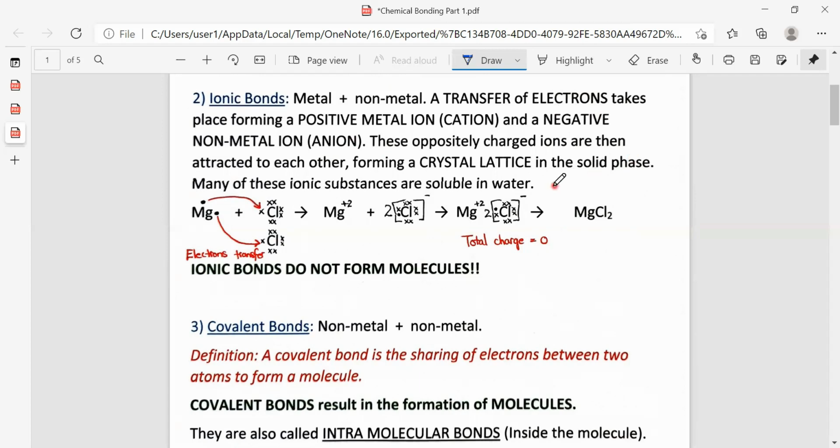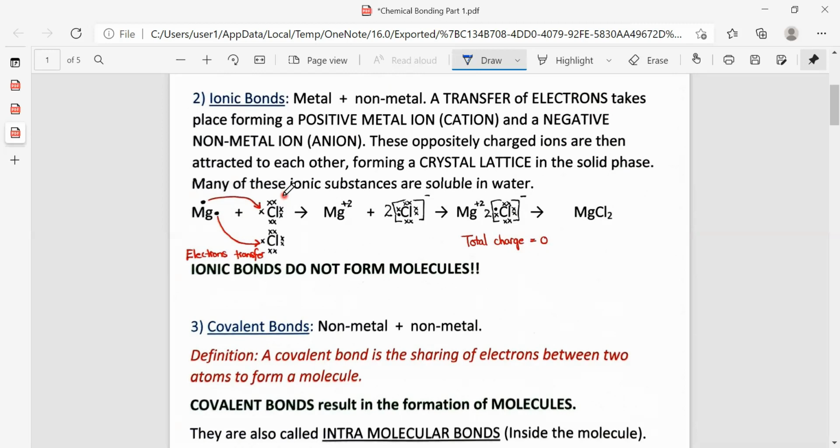So I'm going to look at the formation of magnesium chloride. Magnesium is a metal, chlorine is a non-metal. Magnesium is in group 2, so it has 2 valence electrons. That's your metal. The non-metal is chlorine, it is in group 7. So each chlorine atom has 7 valence electrons.